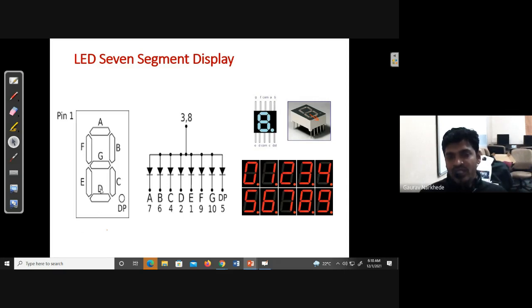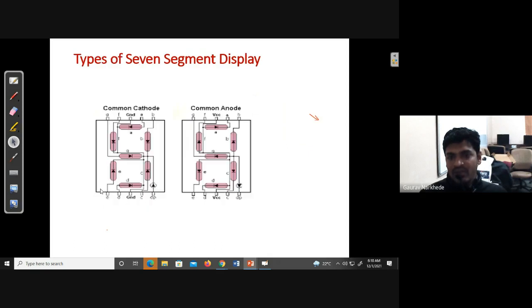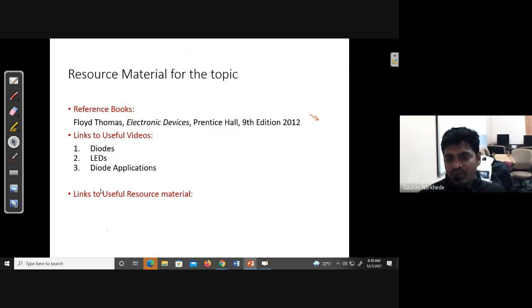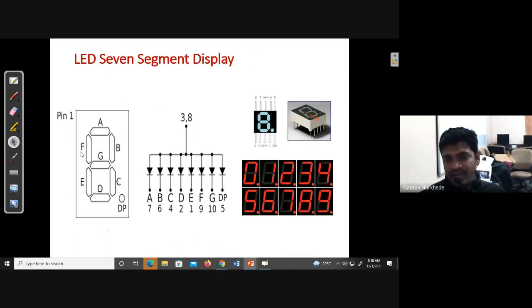This display we can classify into two types: one is common anode display and second is common cathode display. For example, these are 8 LEDs connected like this: A B C D E F G H. This anode is connected to positive, and whichever terminal I connect to ground, that LED will go into forward bias and give light.